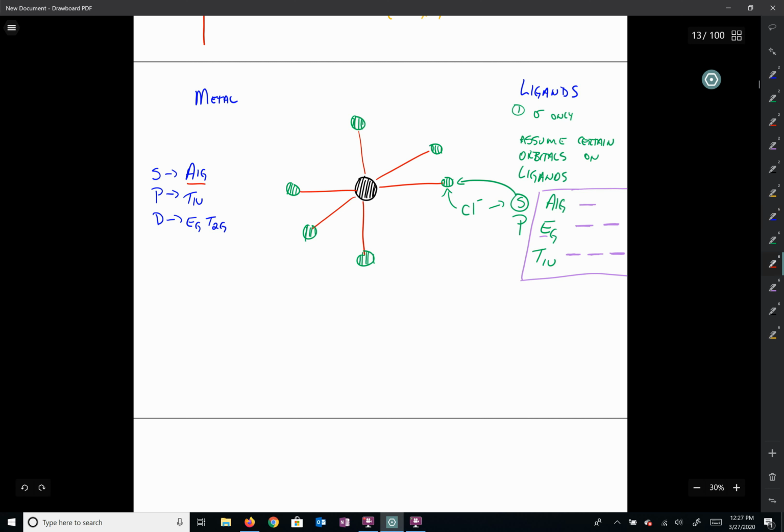I need you to be able to look at something like A1G and say, aha, I know that is referring to an orbital. I need you to know what the T and the E and these basic parts of these labels mean.